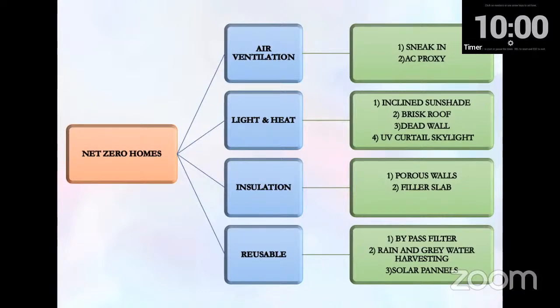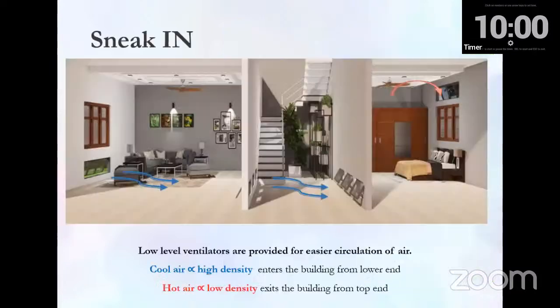We have bifurcated this into 4 categories. Those are air and ventilation. The main aim of this category is to get cool air inside the house. We have 2 concepts for this. As we know, the density of cool air is high, so its weight is more. That's why we have given windows at the bottom, at sill level. So from there, we are getting the cool air inside.